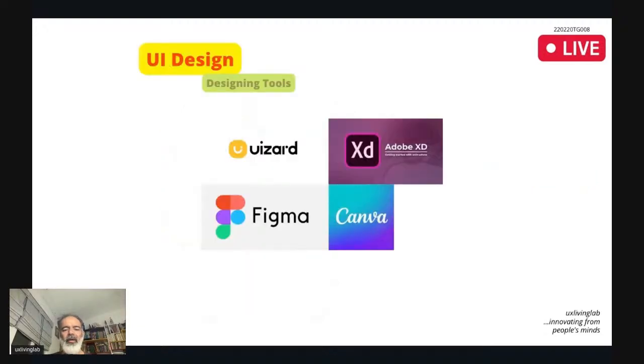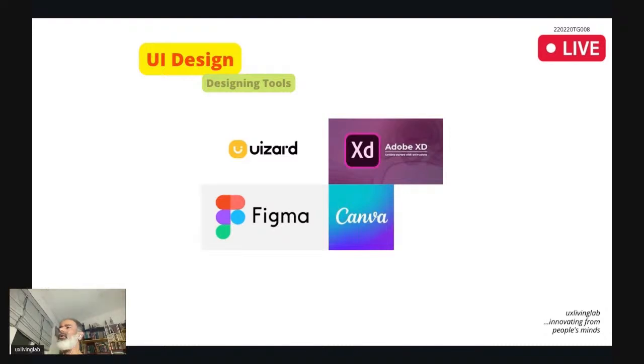Okay, coming to designing tools. So what are the tools you have to use for designing? Designing mainly talks about wireframing, mockups, and UI design. And what are the designing tools? There are different tools. I'm not advocating or promoting any of these tools, but I'm using all of them in our company: UiZad, Figma, Adobe XD and Canva. There are a lot of other tools also available.